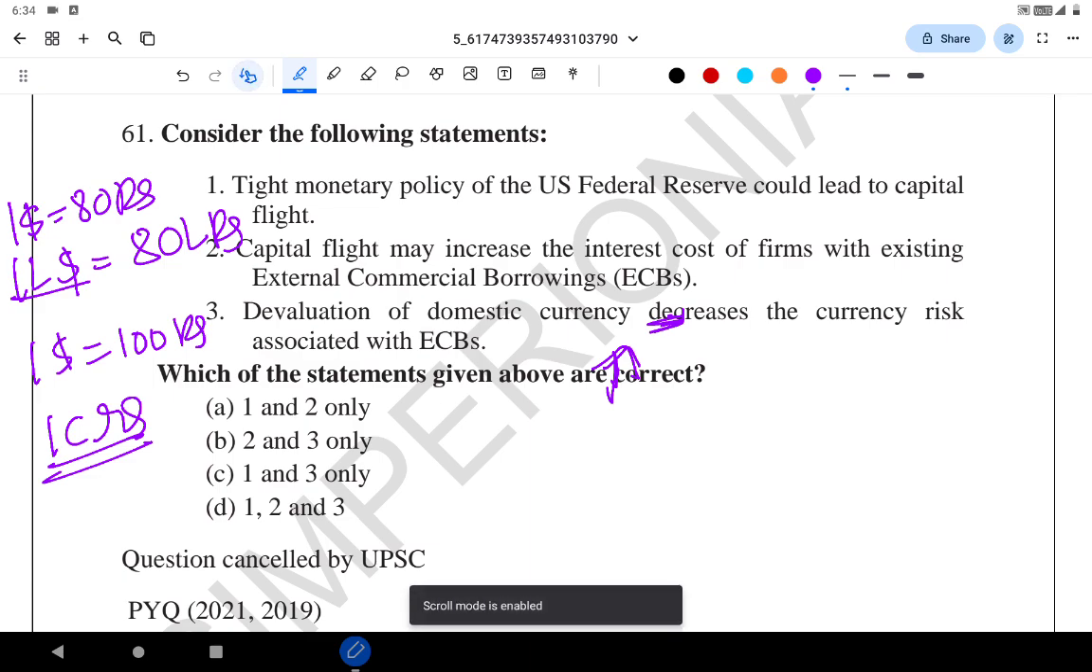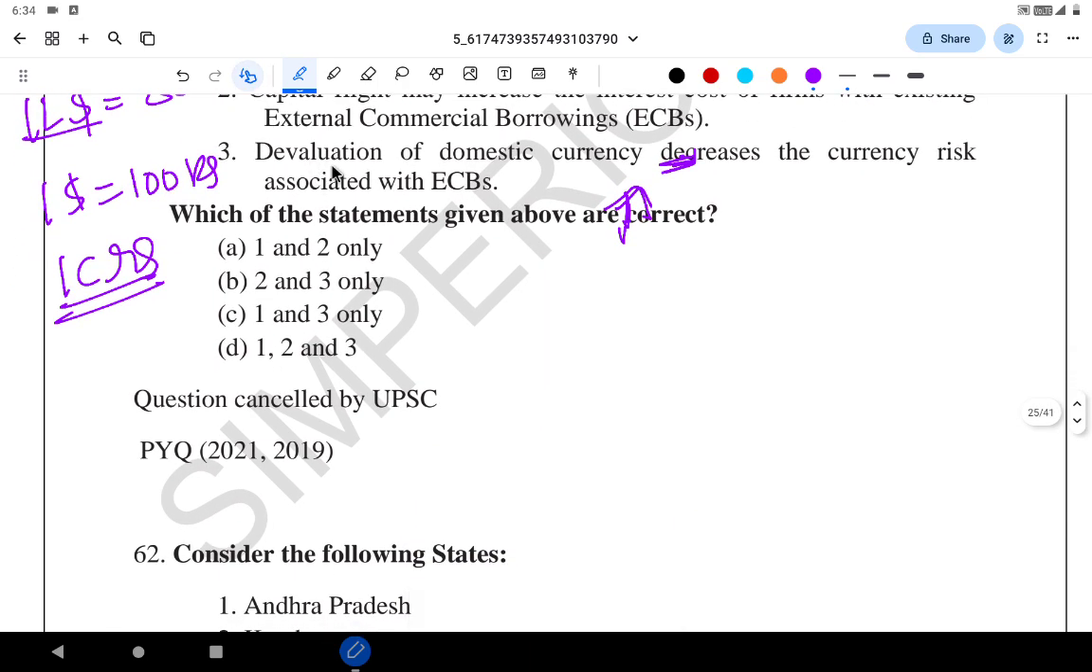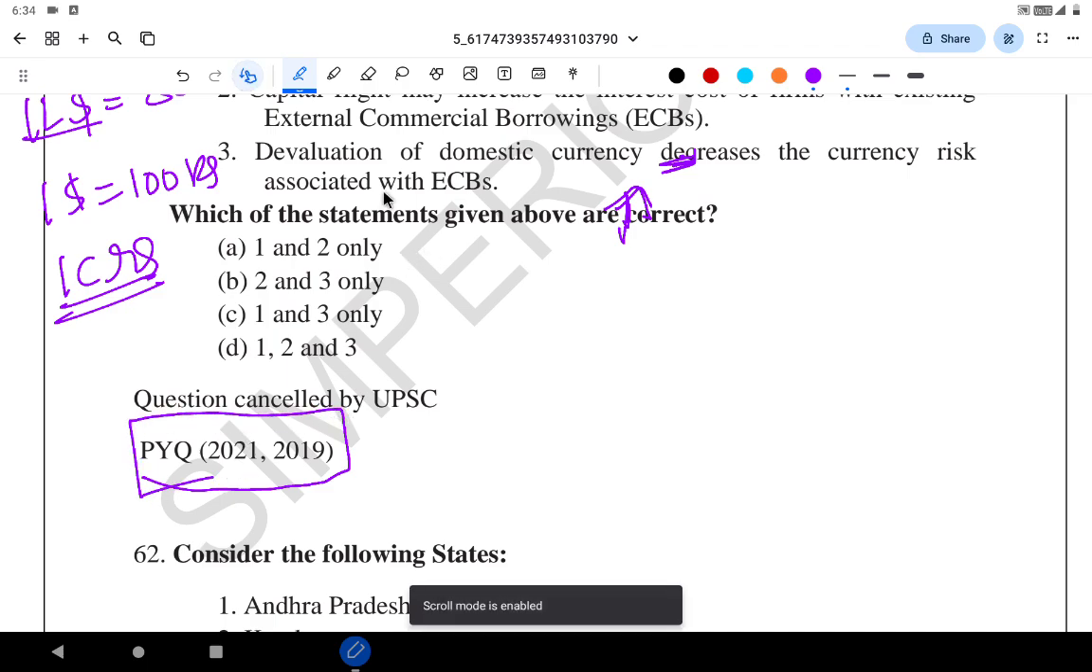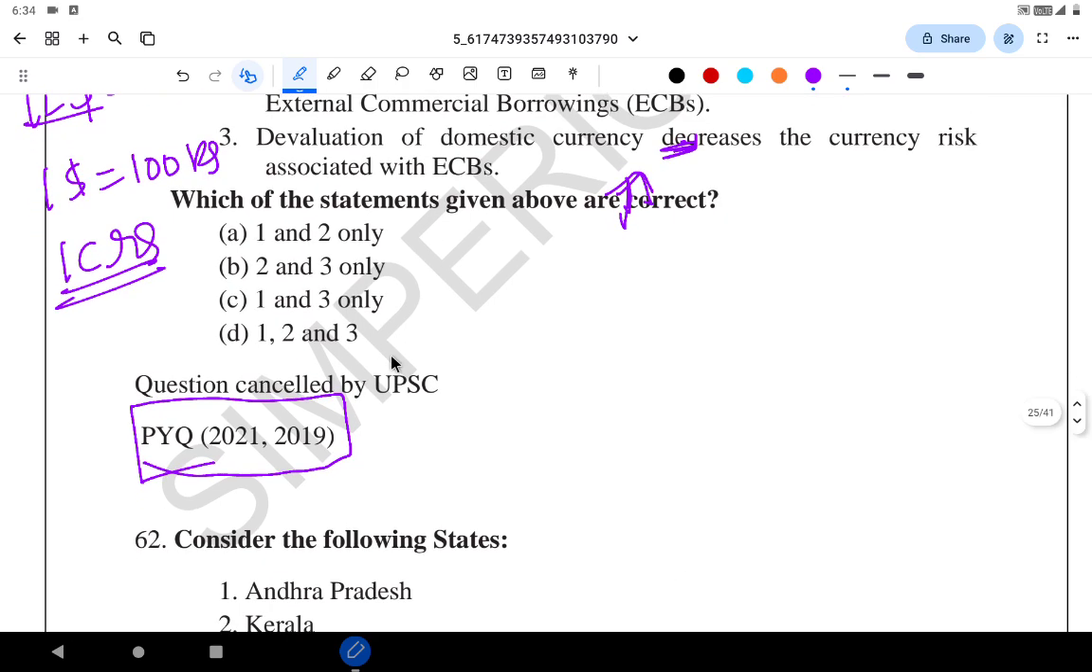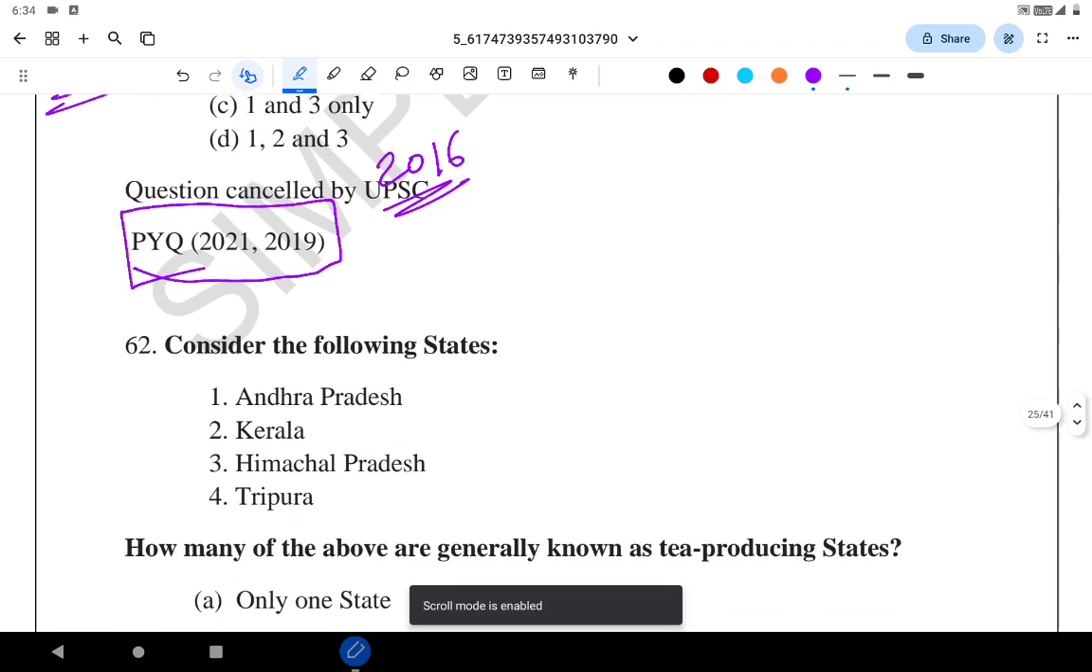This particular question is cancelled by the UPSC. The similar concept, the US tight monetary policy, the impact of capital flight, external commercial borrowings, devaluation and appreciation of currency vis-a-vis the dollar and its impact, were asked in previous years, in 2021 and 2019. Please go through them. We'll explain them as we explained till 2016. Let's move on to the next particular question.